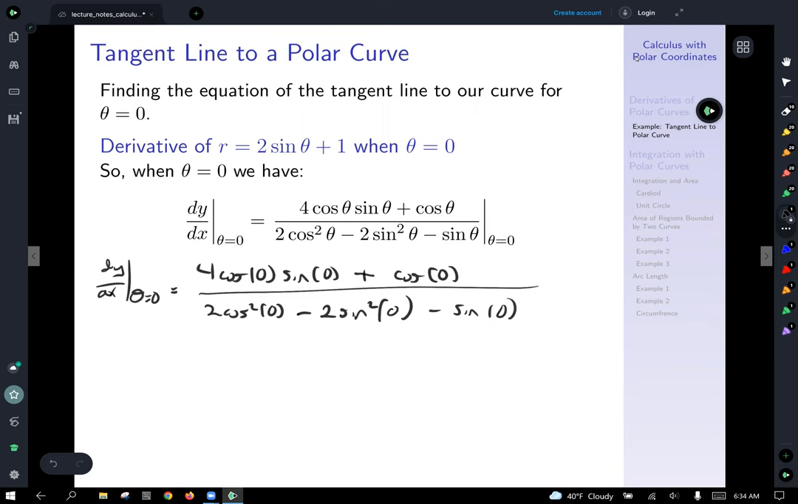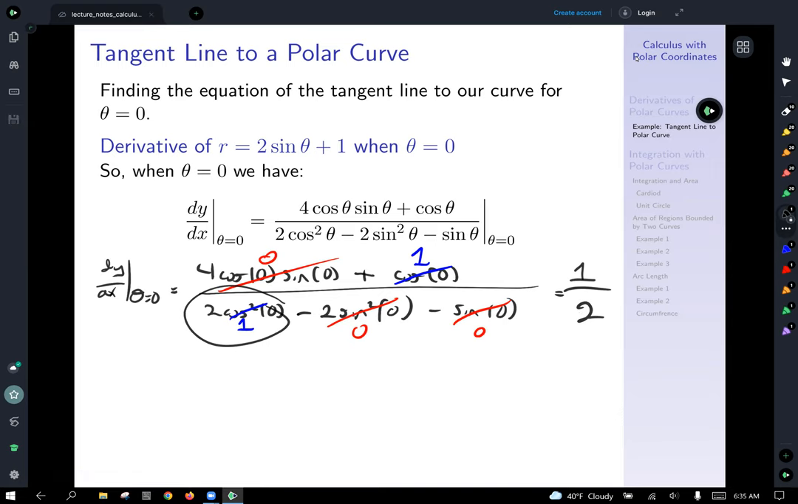Okay, what about all this stuff? Well, sine of 0 is 0 for all of those. And what else? Cosine of 0 is 1, and cosine of 0 is 1. So putting that all together, in the numerator we have 0 plus 1, which is 1. And in the denominator, we have 2 times 1, which is 2. So the slope of the tangent line to our polar curve at theta equals 0 is 1/2.